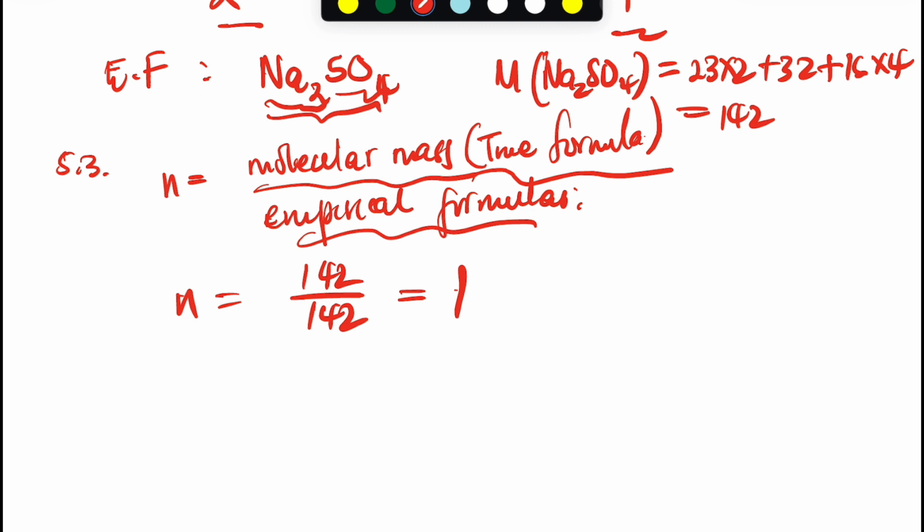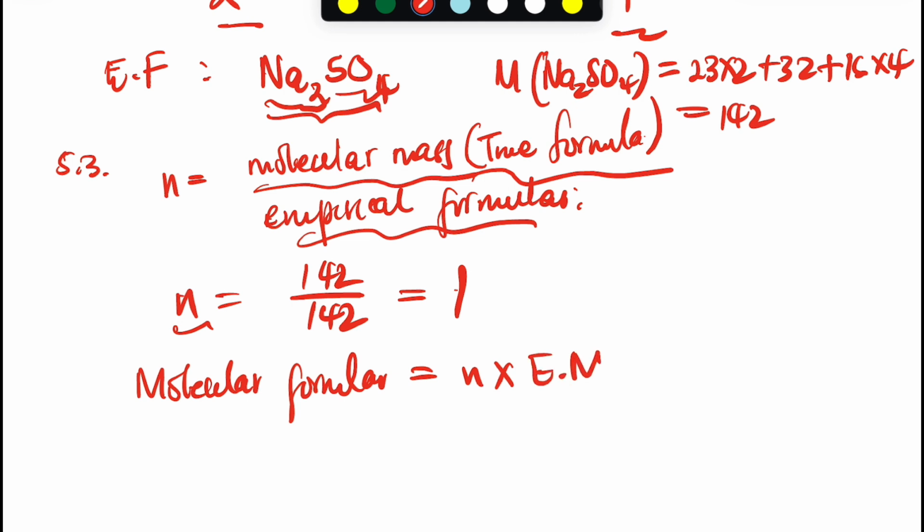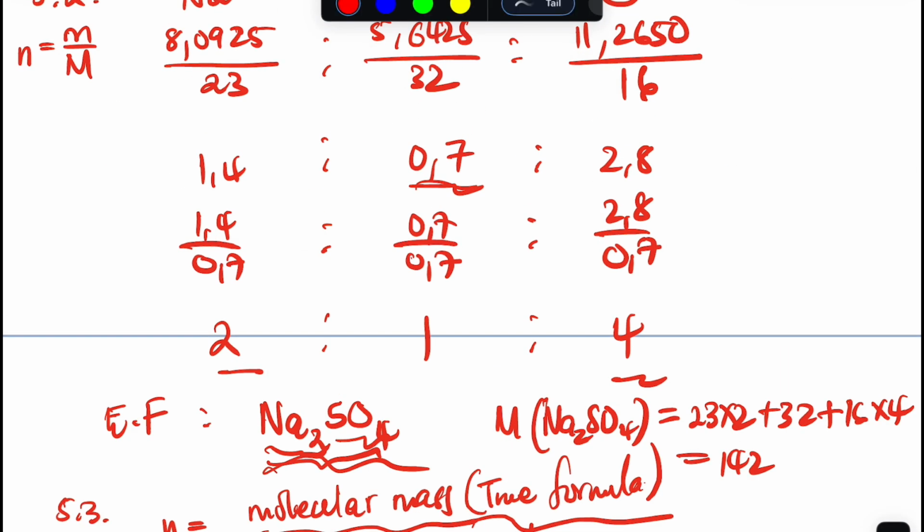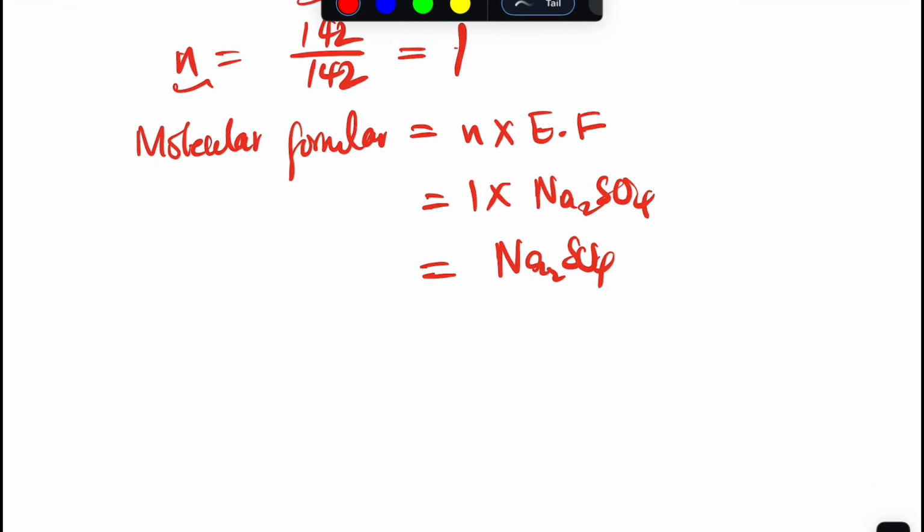So the molecular formula is equal to this n times the empirical formula. So it's going to be 1 times this empirical formula, which is going to be the same. So now the molecular formula, it's what? It's the same. So the empirical formula of this compound is the same as the molecular formula. There's nothing wrong with that, guys.